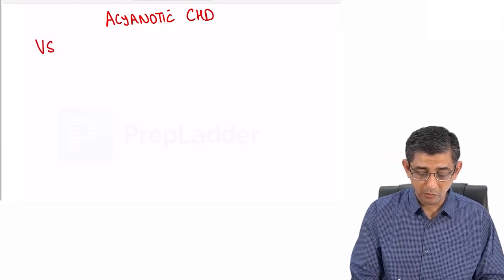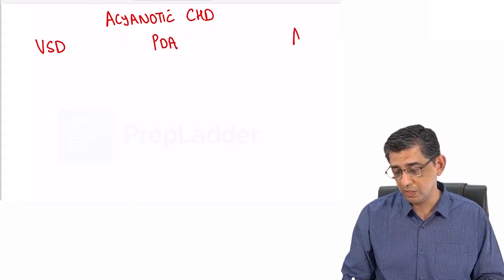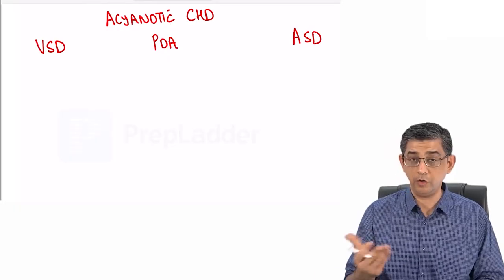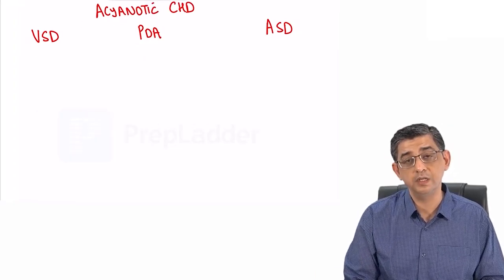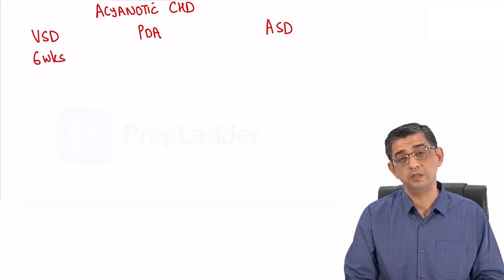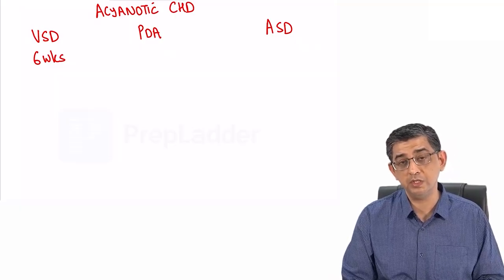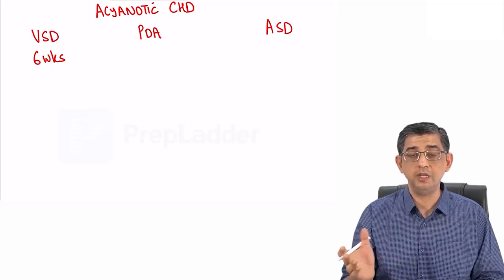Though I have spoken about these three diseases even when I discussed heart sounds, this is giving me the opportunity to discuss them simultaneously. VSD usually presents at 6 weeks of age. Why at 6 weeks of age? Because initially the pulmonary artery pressure is substantially high, so therefore the shunting is very limited.